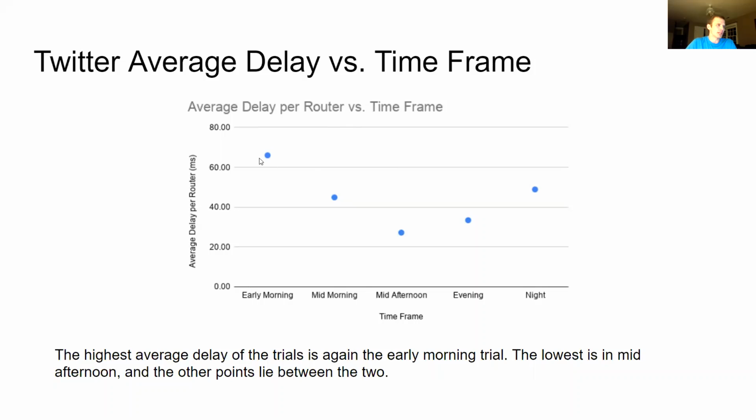And then we have the average delay versus time frame. This is again where we take the average delay in the early morning amongst all routers in that trial, and we average them. Then we compare them by time frame, and we see that the early morning has the highest average delay per router, just like last time. Mid-afternoon has the lowest, pretty much just like last time, although mid-morning was right here as well. And then evening and night are later. That is notable. That is sort of a pattern we're starting to get: early morning and mid-afternoon.